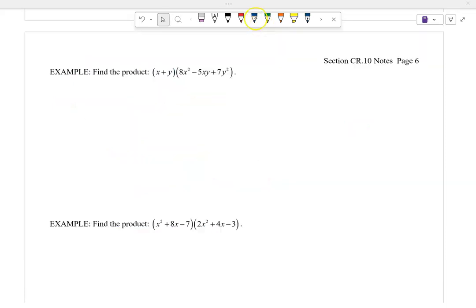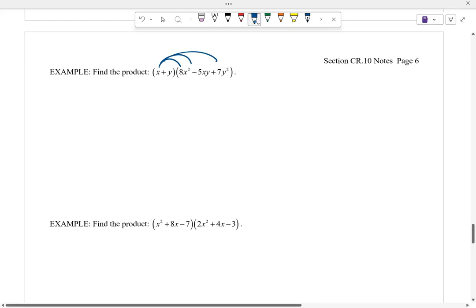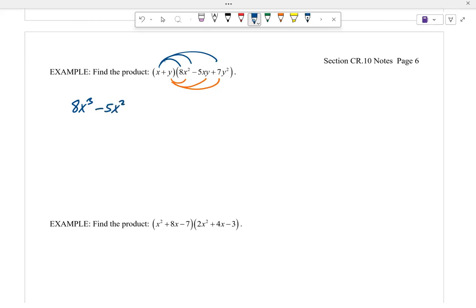We'll go ahead and take that x through to each of those. And then we'll take the, let's do it in orange this time. Take the y through to each of those. So we get x times 8x squared. 1x times 8x squared, 8x to the third. 1x times negative 5xy, that'd be a negative 5x squared y. And then x times 7y squared is a 7xy squared.